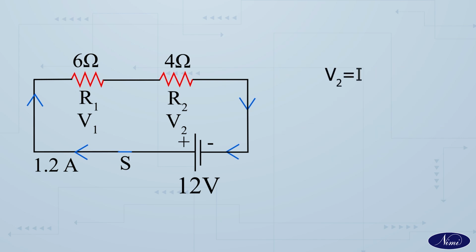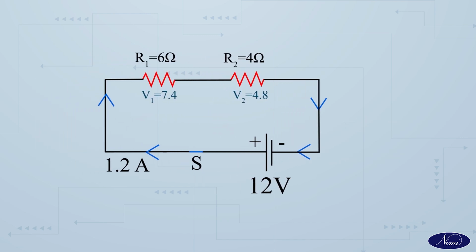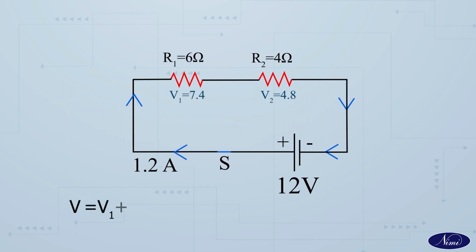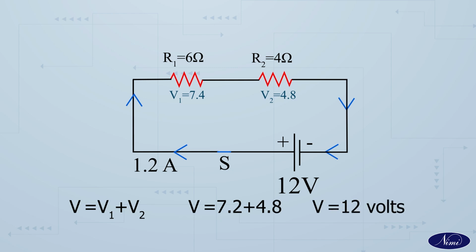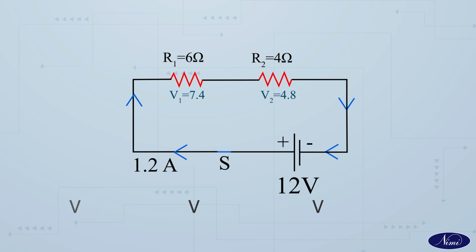V2 is equal to IR2. V2 is equal to 1.2 multiplied by 4. V2 is equal to 4.8 volts. As a result, we get V1 and V2 as 7.2 and 4.8 volts respectively. According to Kirchhoff's law, when we add the voltages V1 and V2, it must be equal to the input voltage. When we add V1 and V2, we get 12 volts, which is equal to the input voltage. Therefore, Kirchhoff's voltage law is verified.